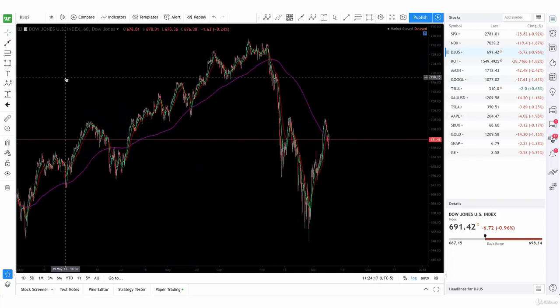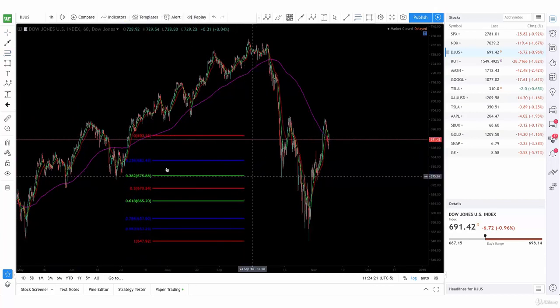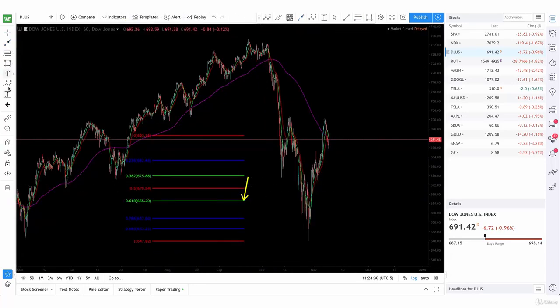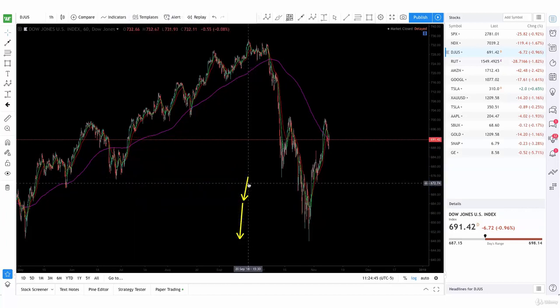So if it breaks that, let's recap here. If it breaks the 0.382, look for the 0.618. Now, if it breaks the 0.618, that is a bearish sign. You want to get out because most likely we're going to go all the way down to the beginning of the move. It also works on the upside. Okay.